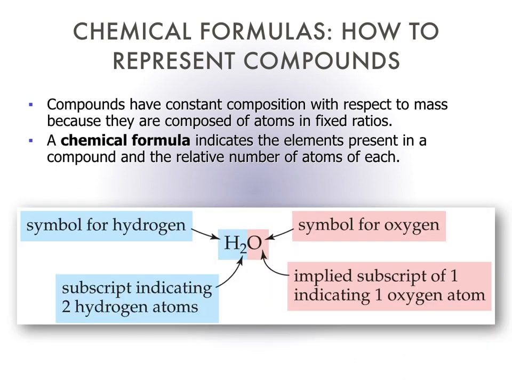So for example, just to make sure this is all review, we have water here. H is the symbol for hydrogen. 2 is the subscript, indicating that there are 2 hydrogens. O is the symbol for oxygen, and because there is no subscript after the O, there's an implied subscript of 1, indicating 1 oxygen atom.